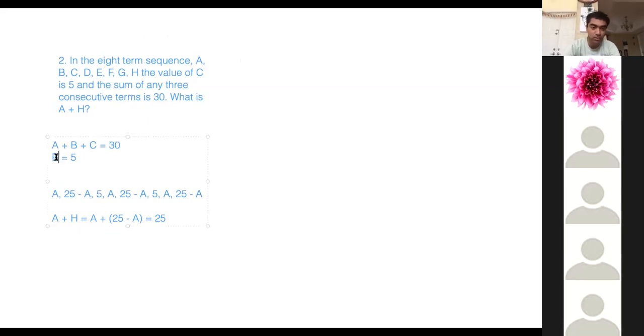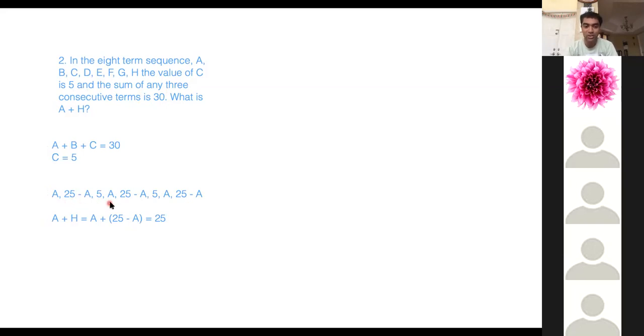Sorry, this should be c is 5. You know c is 5, and any 3 consecutive terms sum is 30. So if you start with the first 3, you know c is 5. So this means a plus b is 25. Now let's write it as a is some number, b is 25 minus a. So you know a, 25 minus a, and 5 are the first 3 numbers.